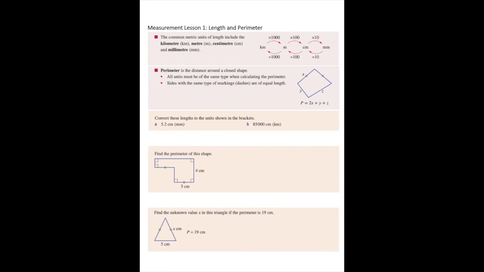We have got two aims for our lesson today. The first aim is to convert between units of length. And the second aim of today is to calculate perimeters. So let's focus on aim number one, convert between units of length.